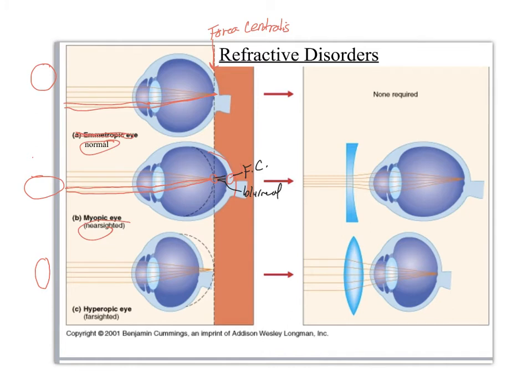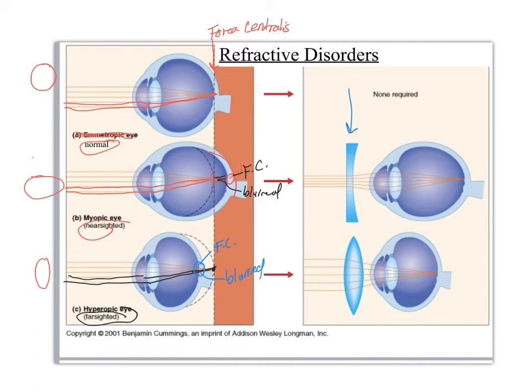Down here with the far-sighted one, same thing. Light's coming in normal. It's refracting normal, but it's coming over here. My fovea centralis is actually right there. So when the light is hitting the fovea centralis, it is also spread out and blurred. And then here it shows you what kind of glasses you get, the shape to the lens in order to fix that problem.